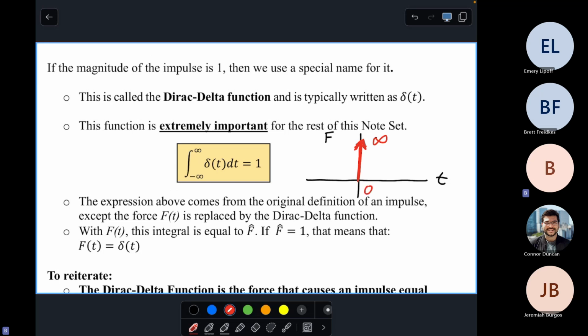And obviously everybody knows that if you multiply infinity by 0, you get 1. Don't know. It's a math thing. It's a mathematical technique. It's not a physical thing. We cannot have an infinite force. We cannot have 0 time. But we basically say that the area under this curve is equal to 1. This is the Dirac-Delta function.